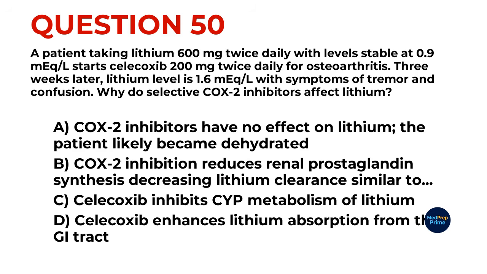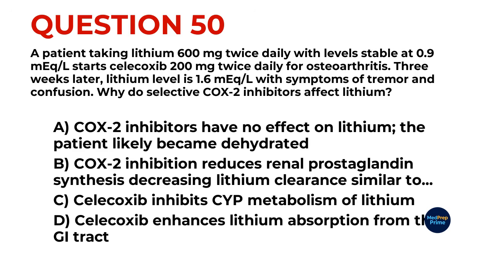A patient taking lithium 600 mg twice daily with levels stable at 0.9 milliequivalents per liter starts celecoxib 200 mg twice daily for osteoarthritis. 3 weeks later, lithium level is 1.6 milliequivalents per liter with symptoms of tremor and confusion. Why do selective COX-2 inhibitors affect lithium?